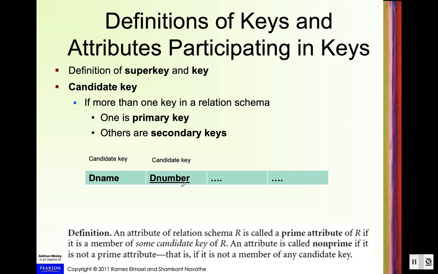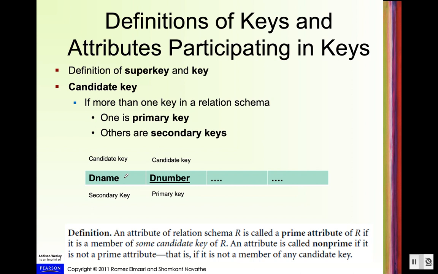So let's say we are choosing D number as the primary key. In that case, it will be the primary key, and the other candidate key will be the secondary key. Now the idea is that although we are not choosing D name as the primary key, the value of D name will still be unique in those records, because D name still has the capability to identify each record uniquely. Now in this table, D name is the secondary key and D number is the primary key.